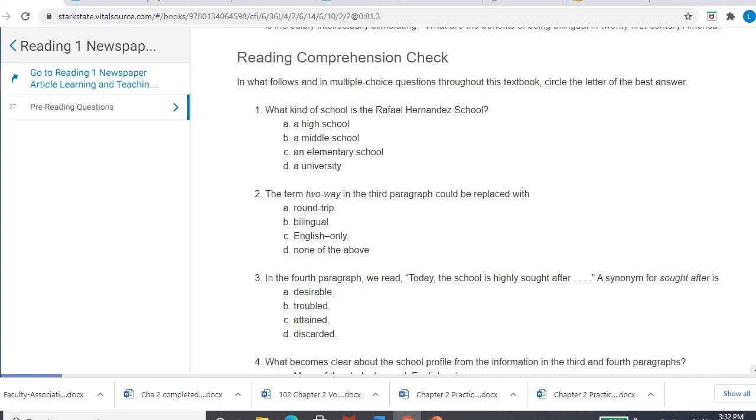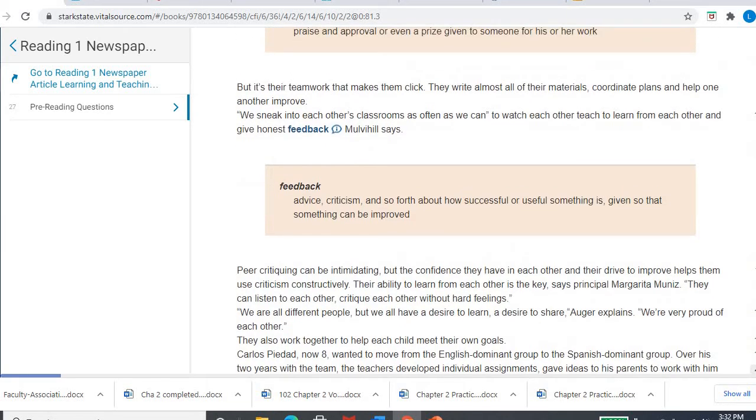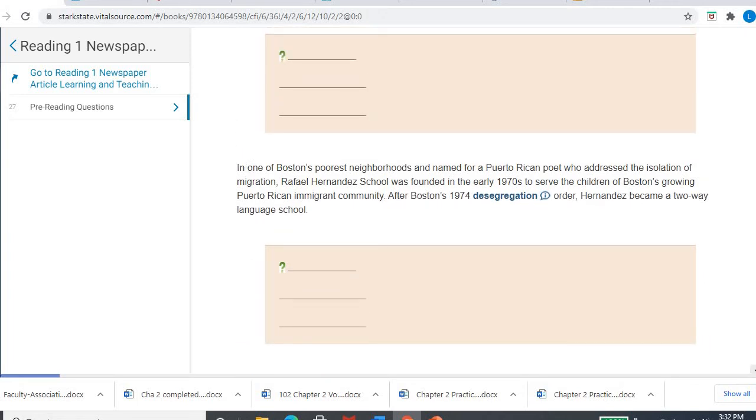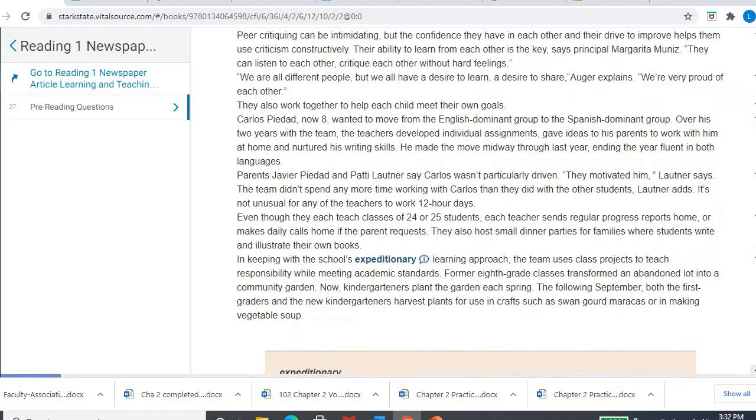So let's say, hopefully, you have read this article. Question 2 says, the term two-way in the 3rd paragraph could be replaced with what? So if I scroll back up to the 3rd paragraph, now mine are cut off, but I can see over here on the right-hand side, number 3, it says here we have one of Boston's poorest neighborhoods and named for a Puerto Rican poet who addressed the isolation of migration. Rafael Hernandez School was founded in the early 70s to serve the children of Boston's growing Puerto Rican immigrant community. After Boston's 74 desegregation order, Hernandez became a two-way language school.